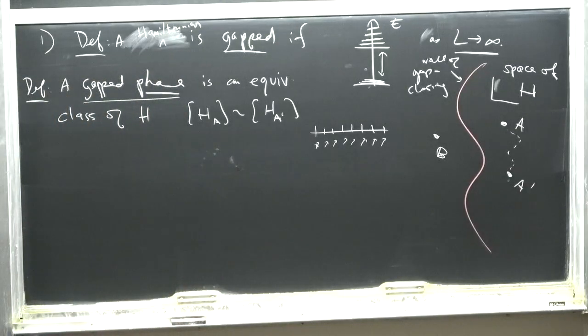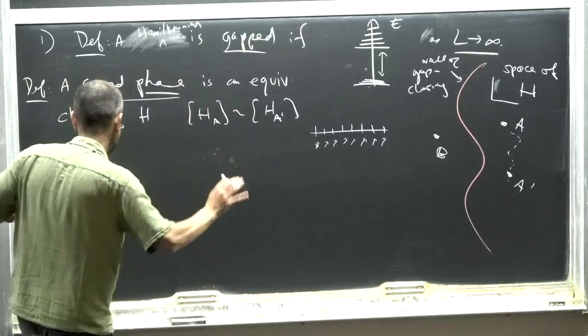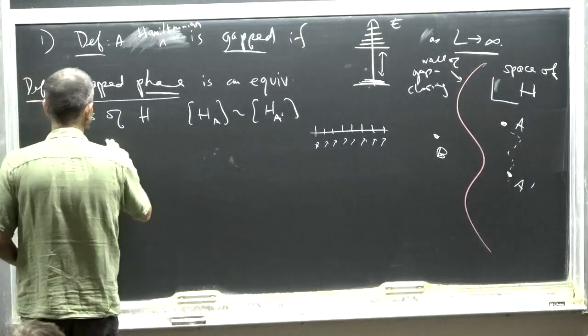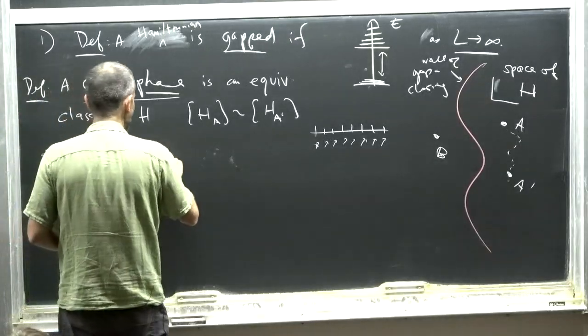All right. So finally, here's an example of a topological distinction. Yeah. So this word topological.